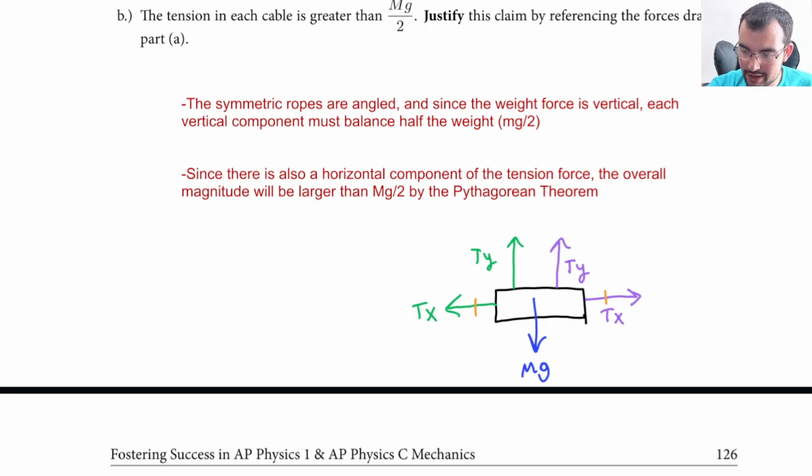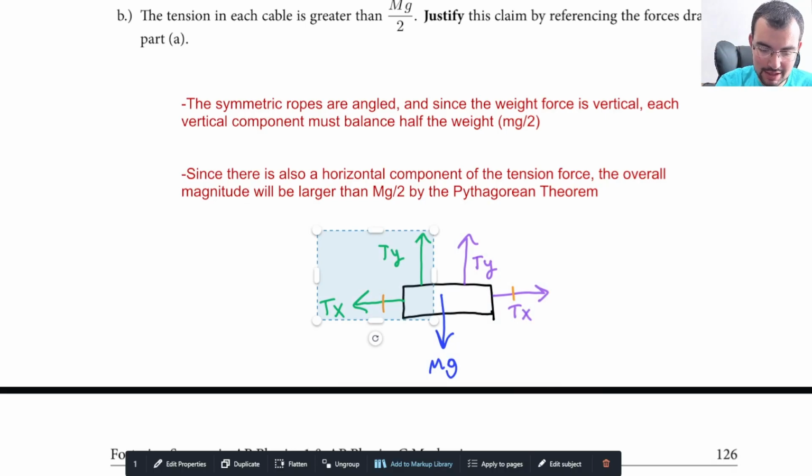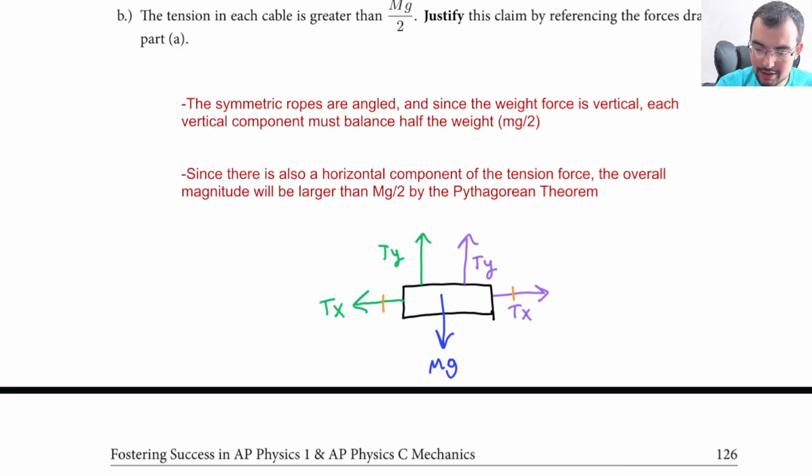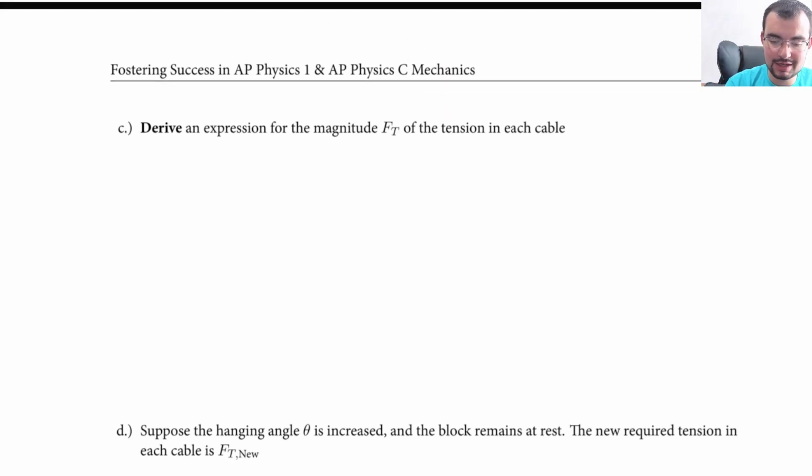So that's why we can do that reasoning. There are two y tensions together that must equal mg, so these are both going to be mg over 2. But there's this extra stuff on the horizontal that's going to create a triangle. All right, what is the magnitude of the tension in each cable?